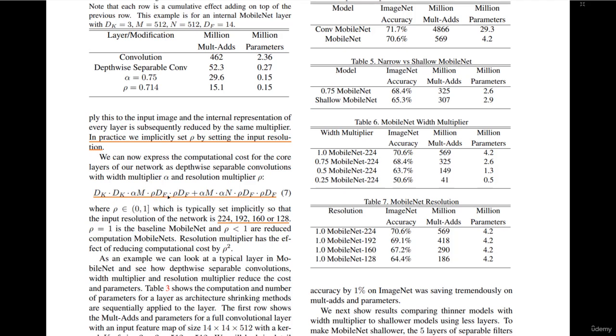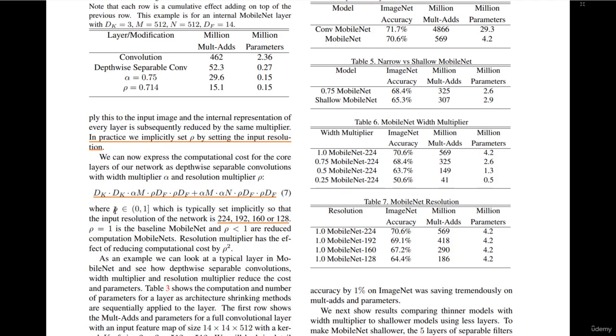So instead of DF we have rho DF, and instead of M we have alpha M, and instead of N we have alpha N. So right here we've simply modified this, and it has modified the number of operations needed when data passes through these layers.